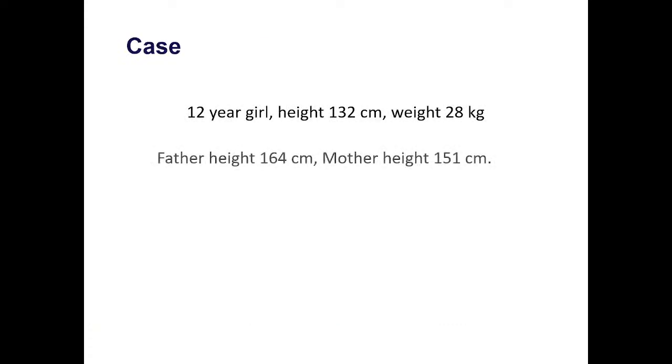So this is just an example. 12-year-old girl, height is 132 centimeter, weight is 28 kg, father's height is 164, mother's height is 151. बताओ, मिड पेरेंटल हाइट निकालना है, इसमें टारगेट हाइट निकालना है, कितनी हुई? मैंने बताया था कुछ रफली 162 और 152, तो मैंने वैसे ही बोला था उसी के आसपास होगा.